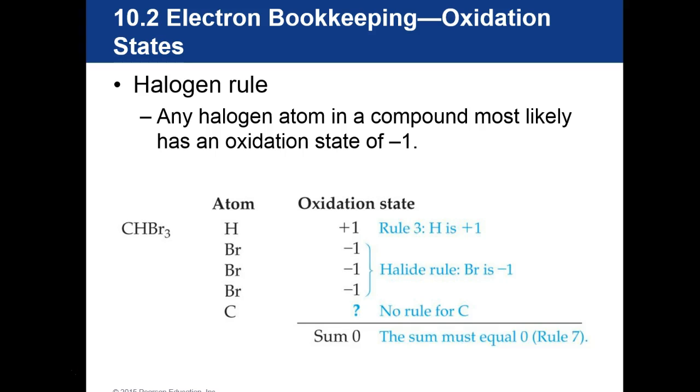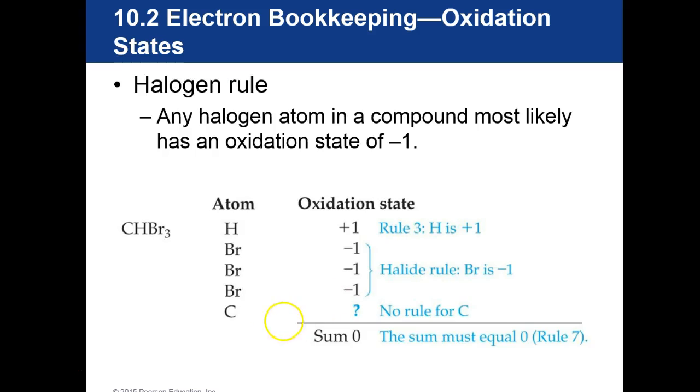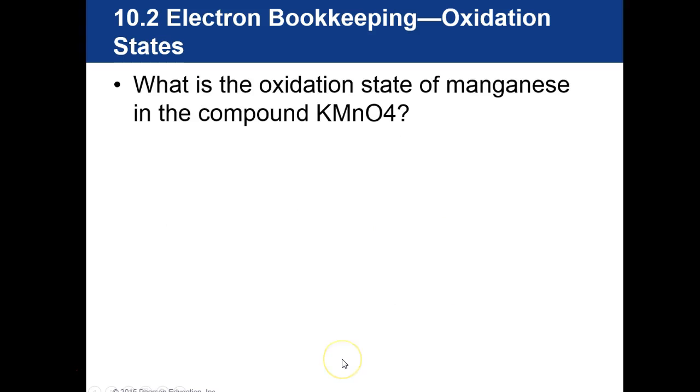We know the sum is 0 because there's no charge on it. We're now able to figure out the charge on carbon because all of these added up together need to equal 0. So in this case, +1 and -3 would give us a -2. So we know that carbon would be a +2 to get to 0.